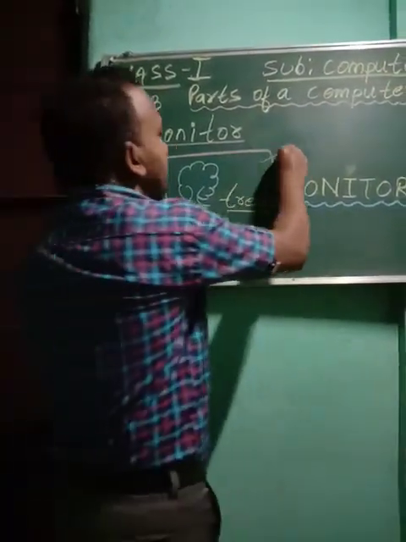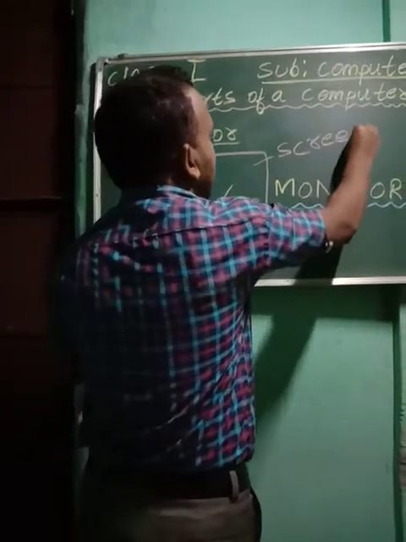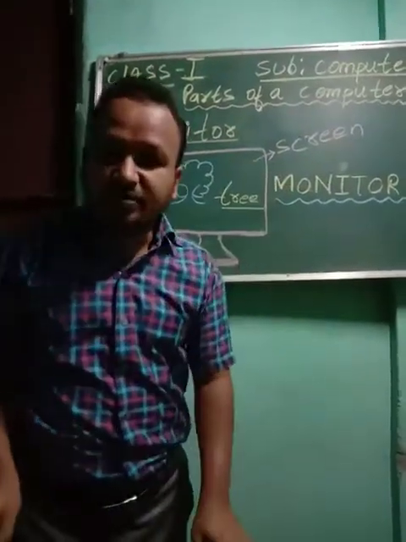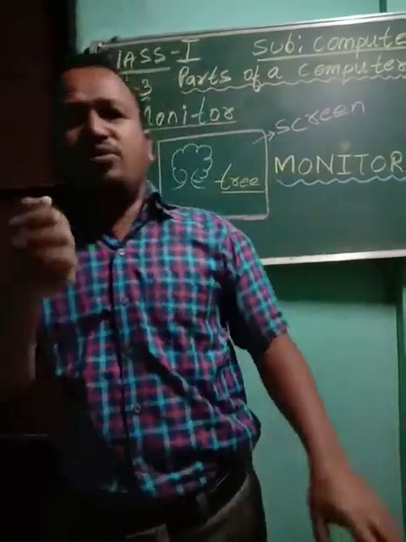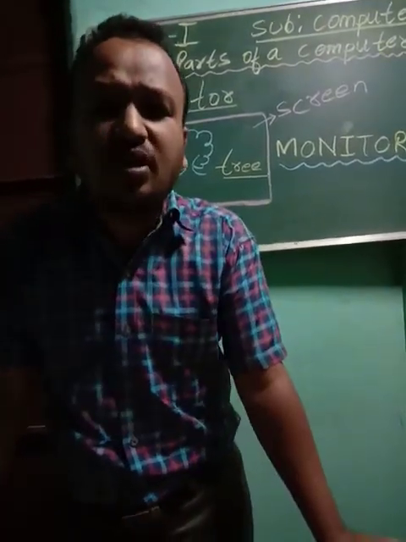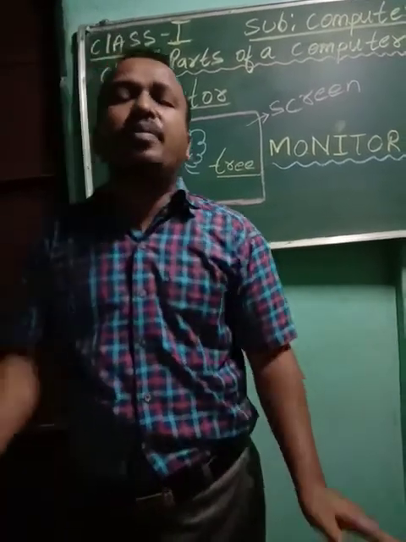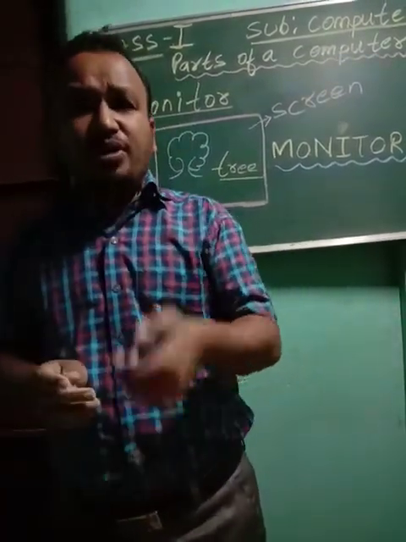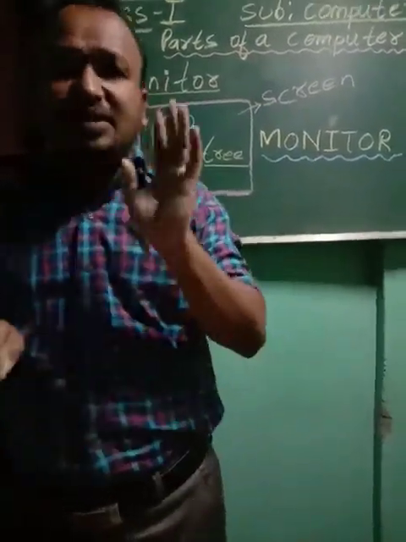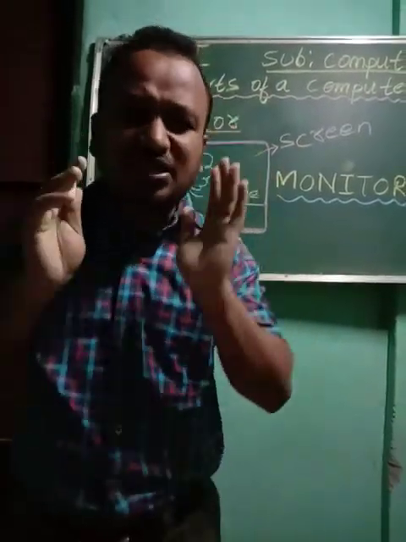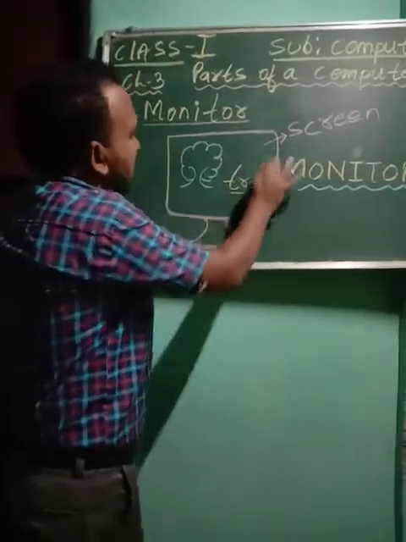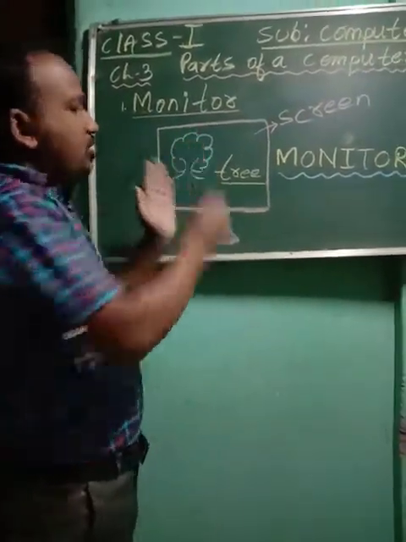This is called what? Screen. SCREEN. This is your monitor screen, like you have a television screen. When you take a remote and want to watch your favorite program, a cartoon or any other program, you can see everything on your television screen. The same way, whatever we do, we can see on the monitor screen.